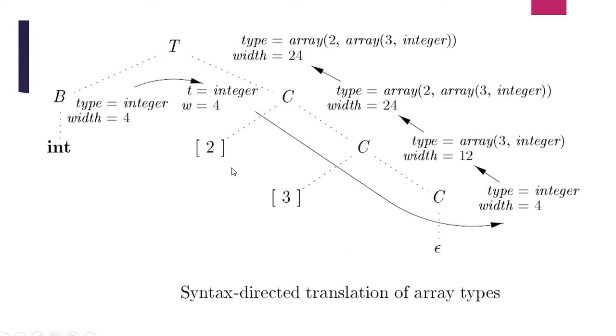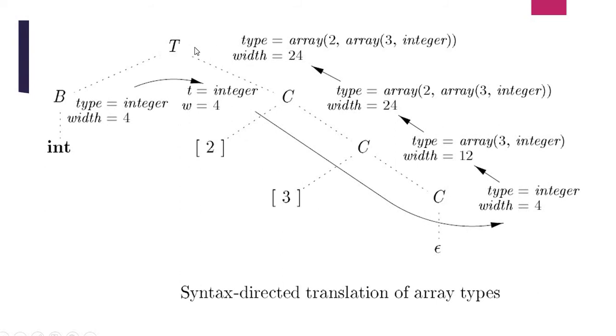This is the way the parse tree will be drawn. Here we are going to use top-down parsing. The data type will be identified here, so B produces integer. The type will be integer and the width will be 4 bytes. That is identified here, and the type integer and width 4 will be passed on to the C here.